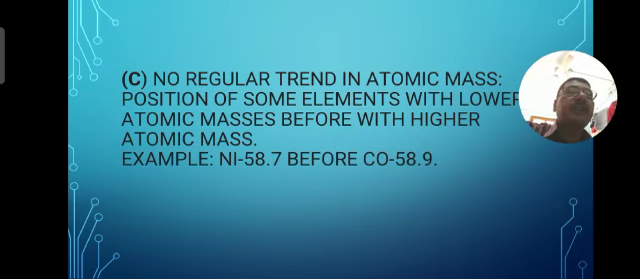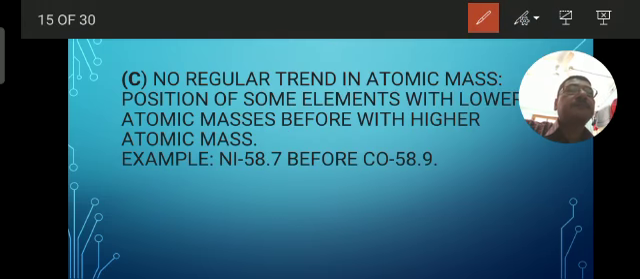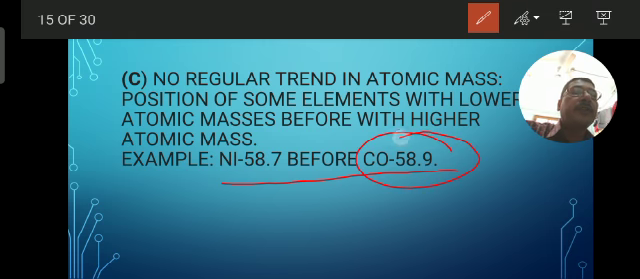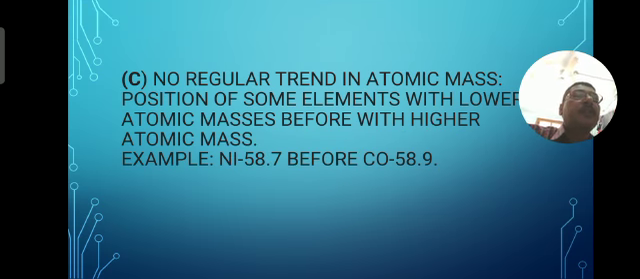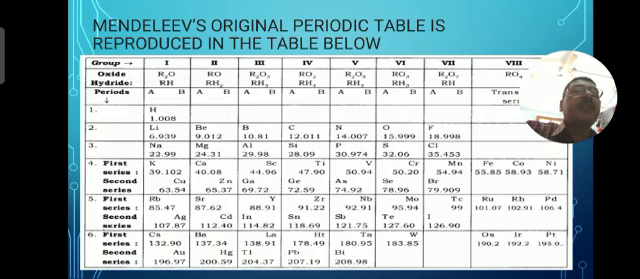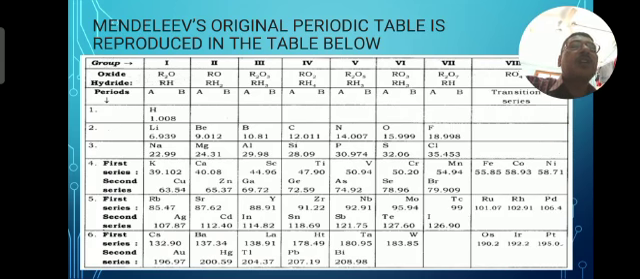Understand, students? Clearly it is mentioned here. Nickel is 58.7 and cobalt is 58.9, so nickel should come first. But cobalt has come first and nickel is kept later on. It means there is no increasing order of atomic masses. This is the major drawback found in Mendeleev's table. Let us see here Mendeleev's periodic table, which is given in the book also. All can go through it.